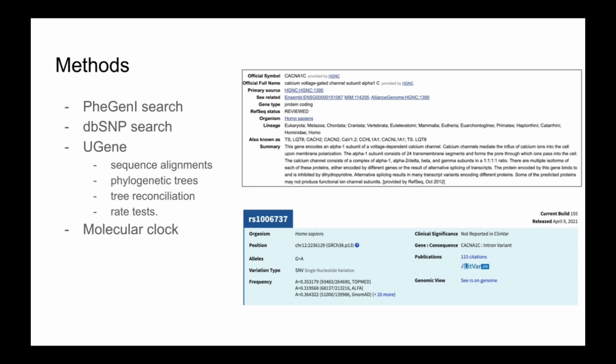phylogenetic trees. UGene also provided data to create tree reconciliation and rate tests. These rate test results were then used to create a molecular clock that can show the average rate of evolution compared to other genes.